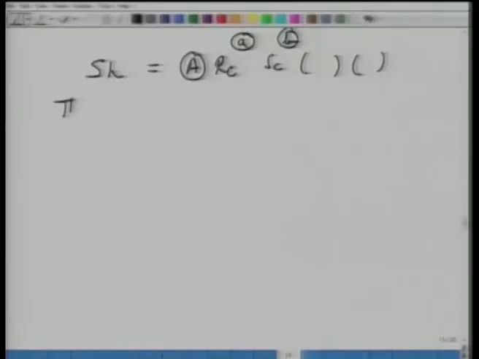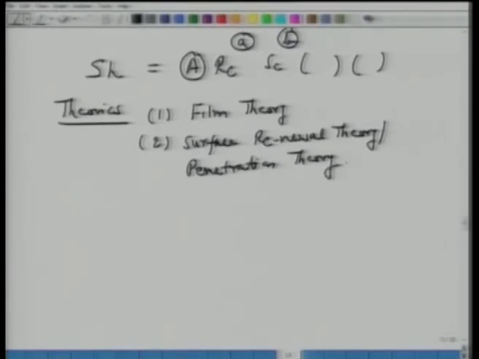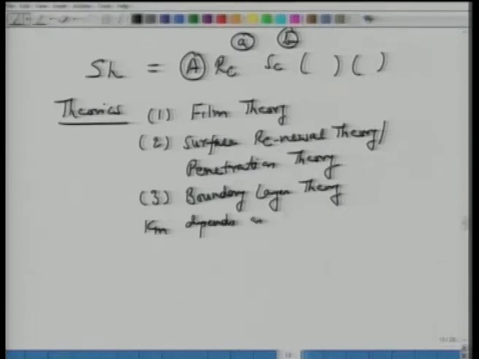So there are several theories, of which 3 are very common. One is film theory. The second is surface renewal theory or penetration theory. We will see there is some difference between surface renewal theory and penetration theory. And third is boundary layer theory. You may have done boundary layer theory to some extent in your previous class on fluid mechanics or hydrodynamics. We will just go very briefly through these theories to see how Km depends on diffusion coefficients.